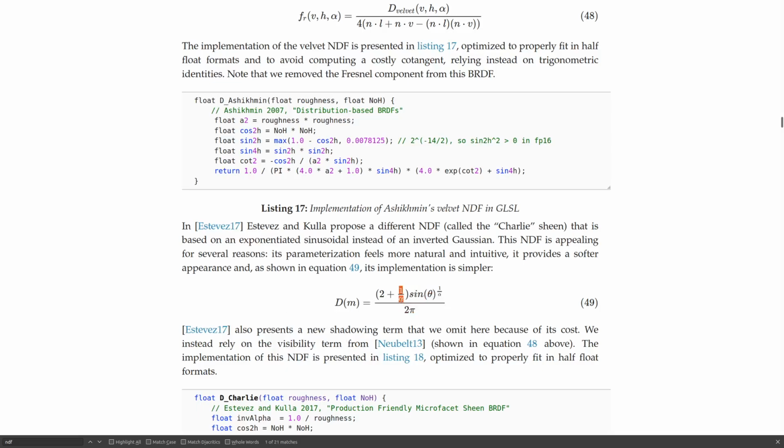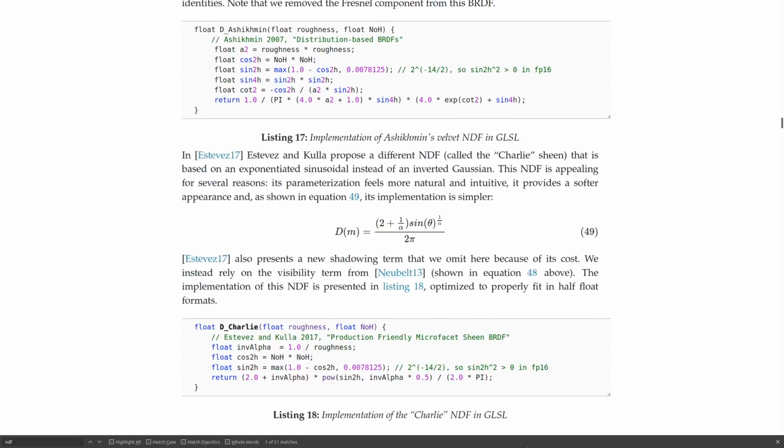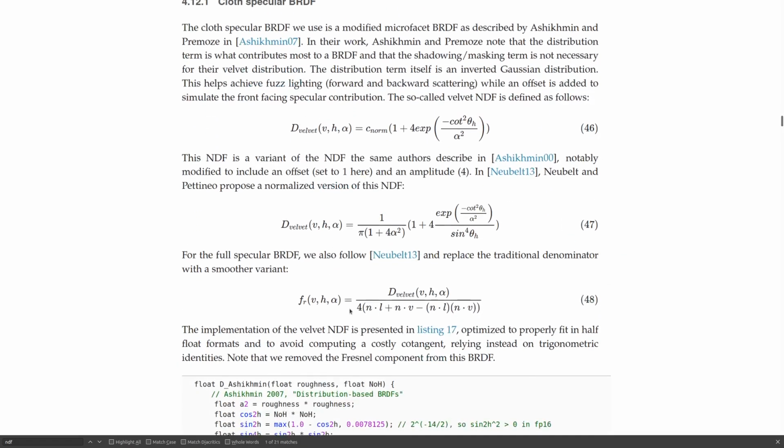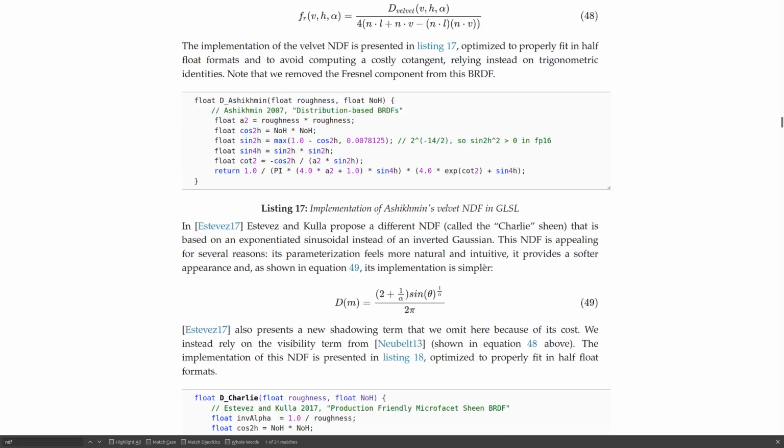So we've got a roughness term, sine of the angle, raised to 1 over alpha. Then there's a new shadowing term that we omit here because of its cost. I guess that's a self-shadowing, maybe. And instead rely on the visibility term shown in equation 48. So that's probably n dot L.